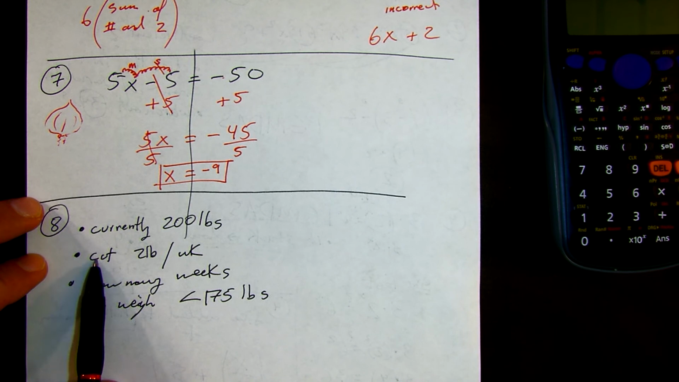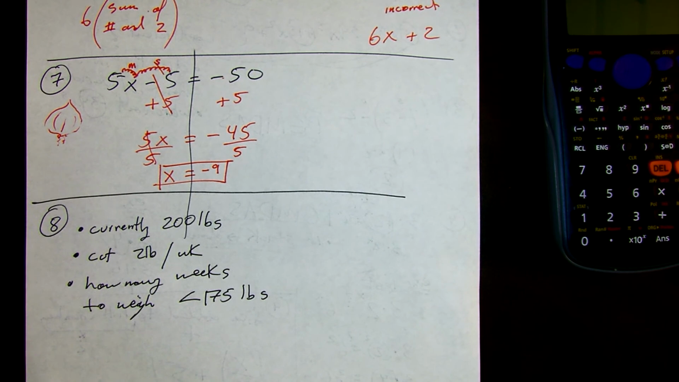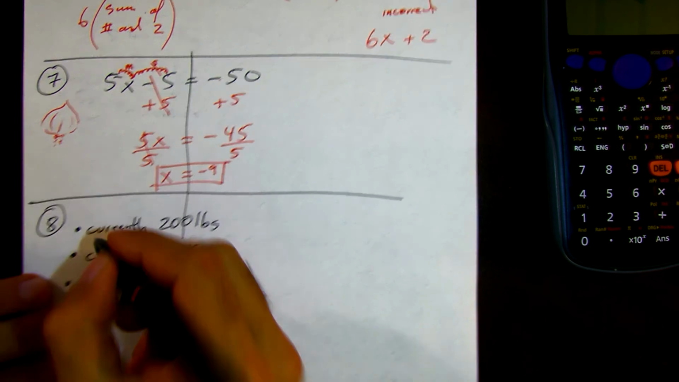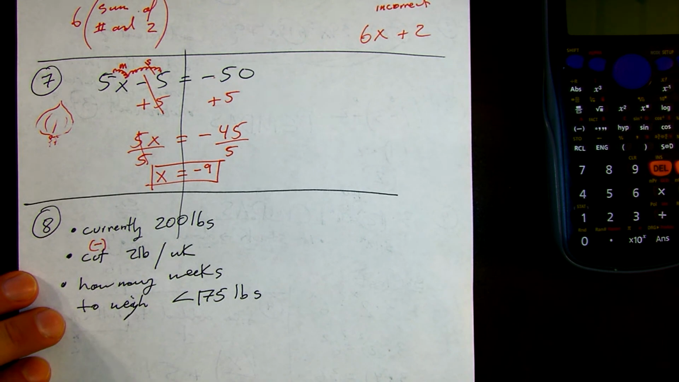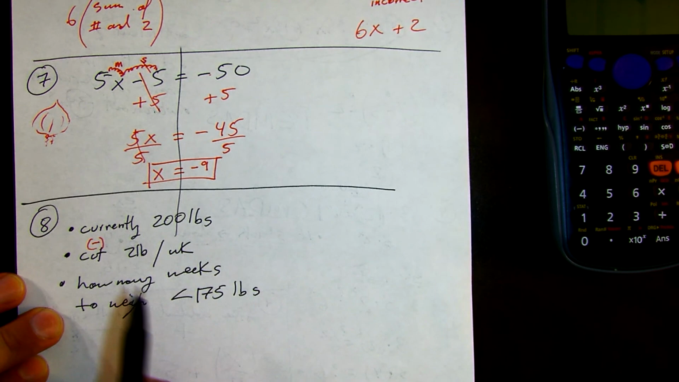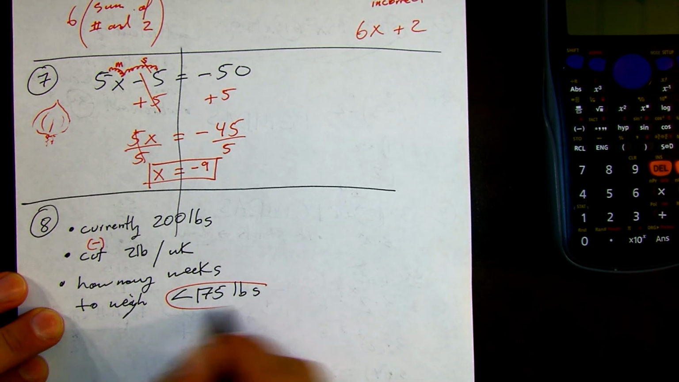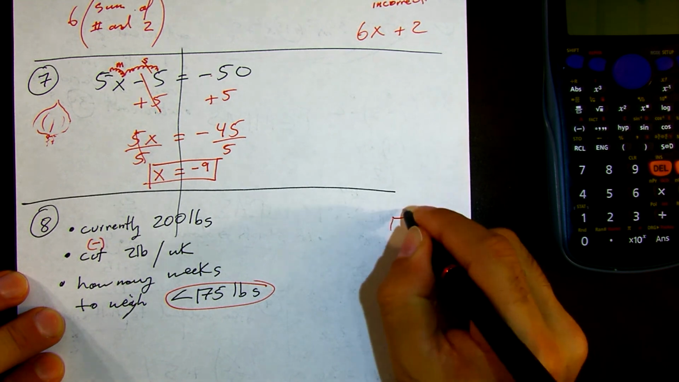Okay, so number 8, I just did these bullet points. Currently, this wrestler weighs 200 pounds. They're going to cut. What do you think it means if you're going to cut weight? Are you gaining weight or losing weight? If you cut weight, losing weight, right? It means you're trying to lose weight. So it's subtraction, right? 2 pounds per week.